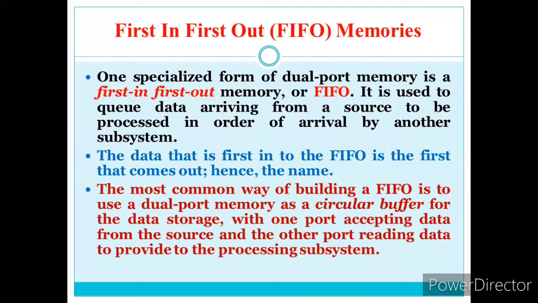So the second thing, the best way of designing the dual port is that the most important design is first in first out memory. We call that FIFO, that is first in first out. It is used to queue the data arriving from a source to be processed in order of arrival by another substrate. Whatever data it receives, it will store in the form of a queue, and it will send the output whichever it has received first to the other end.